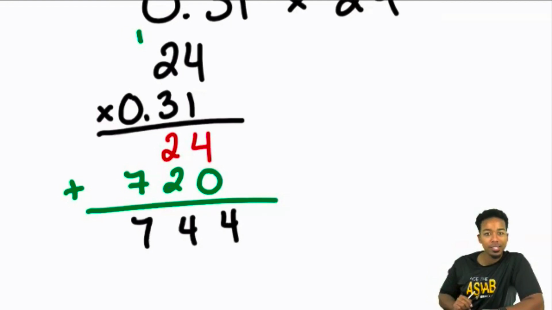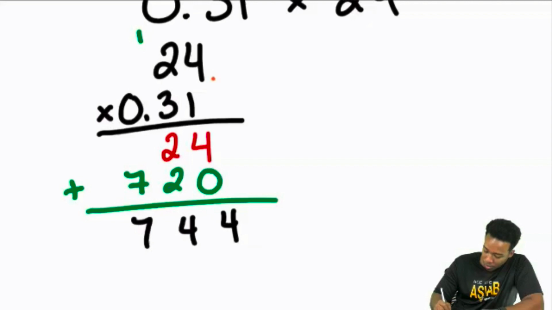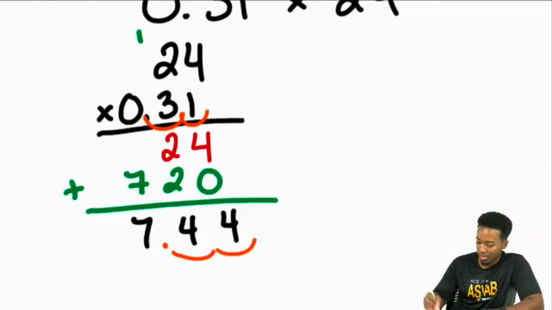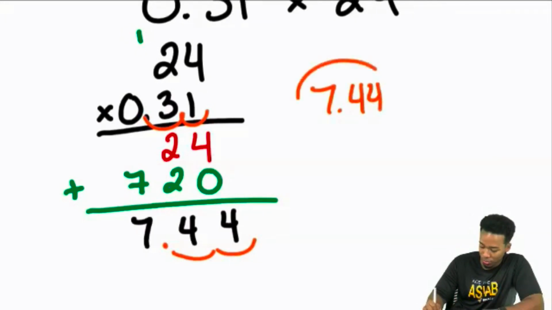Twice. So Frida, the reason we're doing twice is because there's nothing here for us to do for the 24, but for the 31, we have 2 decimal places that we move back. So we'll go 1, 2, giving ourselves 7.44 as the answer.